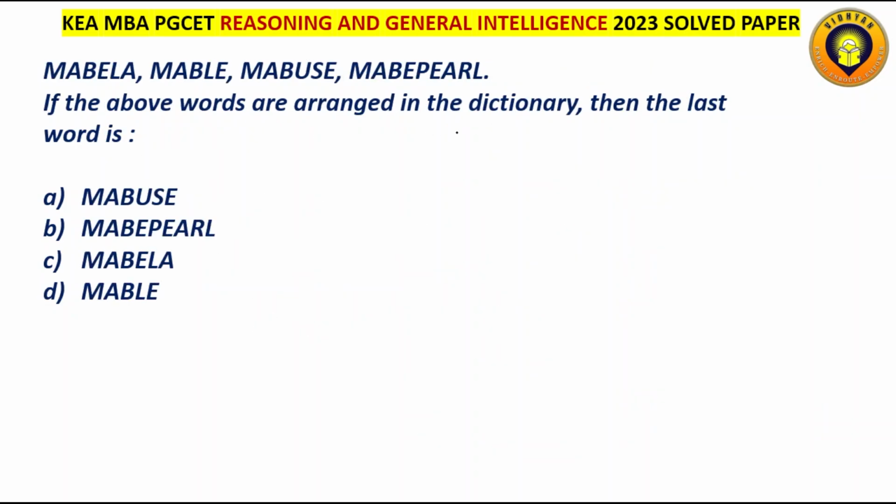If the above words are arranged in the dictionary, then the last word is? So you can see MAB, MAB, MAB, MAB. The first three letters are common. Now go with the fourth letter directly. The fourth letter is E. Here the fourth letter is L. Here the fourth letter is U. And here the fourth letter is E.